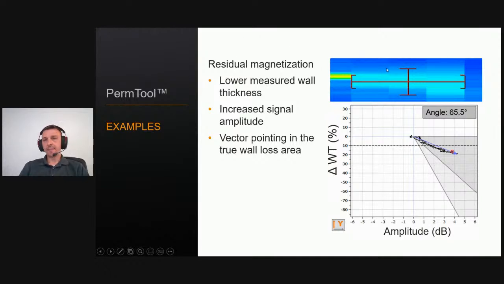On the other hand, if we have a false positive indication, we still have the decrease in wall thickness, so the vector is still going down. But in that case, we have an increase in signal amplitude. So now the vector will go toward the right, in the dark gray region, which is typically representative of a false positive indication. If you want to know more about the Perm tool, my colleague did a coffee break a few months ago on that topic.